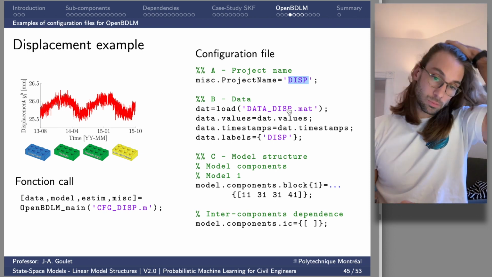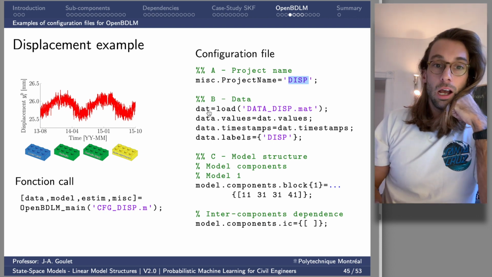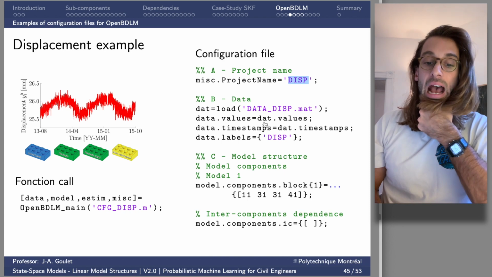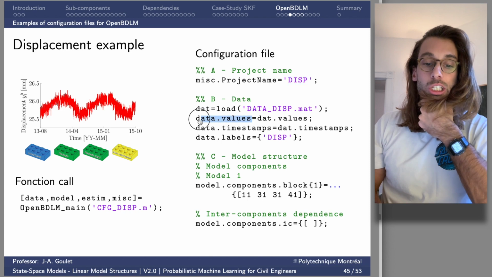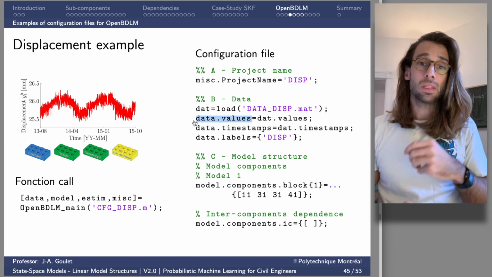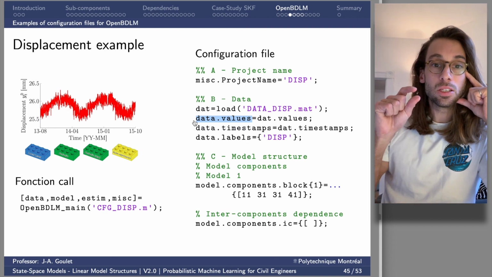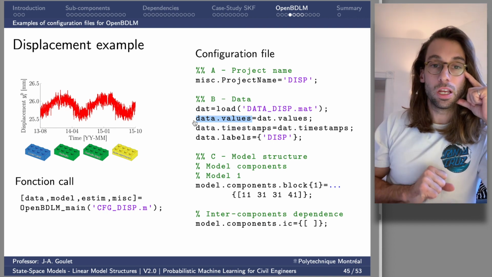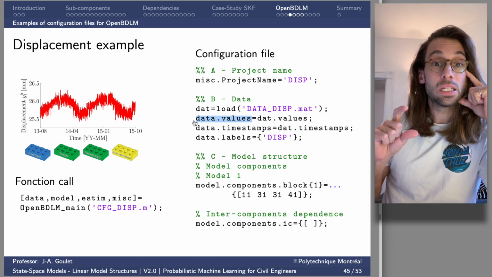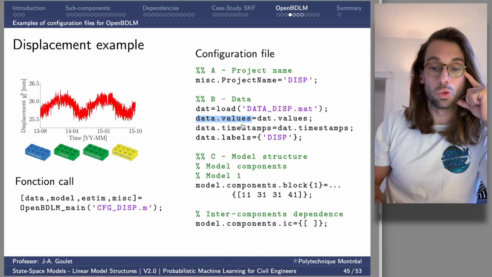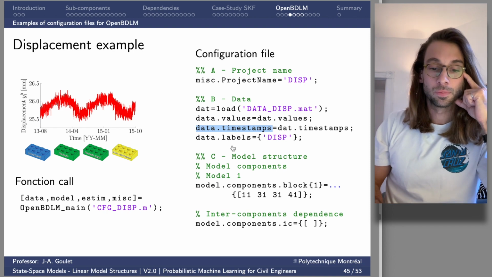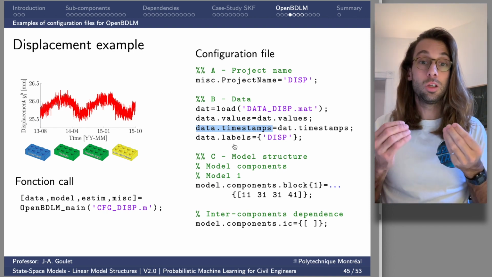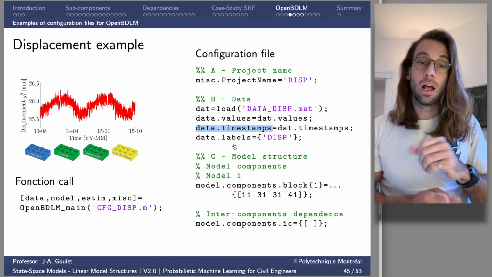Okay, .map. In that structure, what we're going to have is that .value contains the value. So we need to say data.value. So this is that structure, data.value, that OpenBDLM is going to use to say these are my Ys, my actual observations. It also needs the timestamps. At what time did I observe those Y? So you need to store your timestamps in that .timestamps.